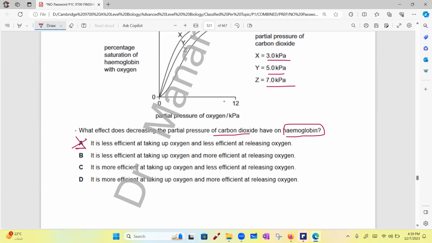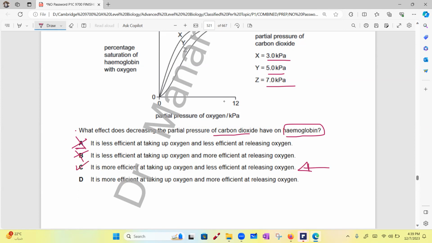C. It is more efficient at taking up oxygen and less efficient at releasing oxygen. What do you think of C? Yes, it's correct. In other words, the hemoglobin will bind to the oxygen and love it so much it will not even want to release it.